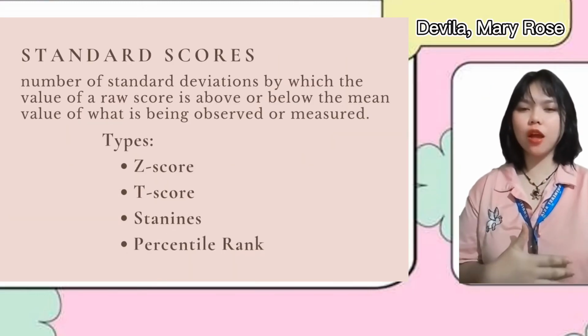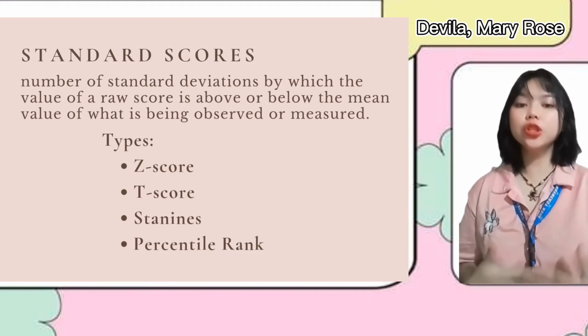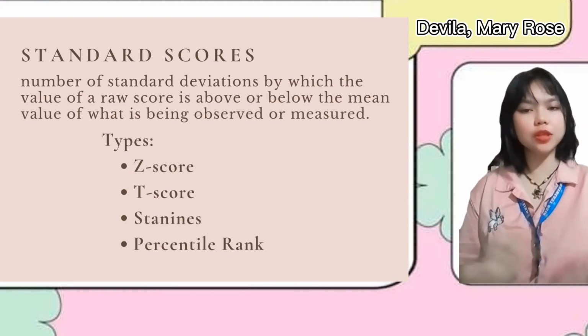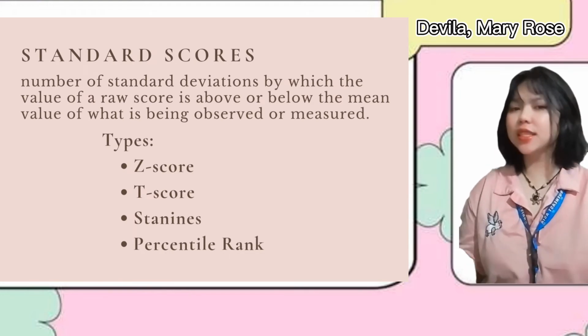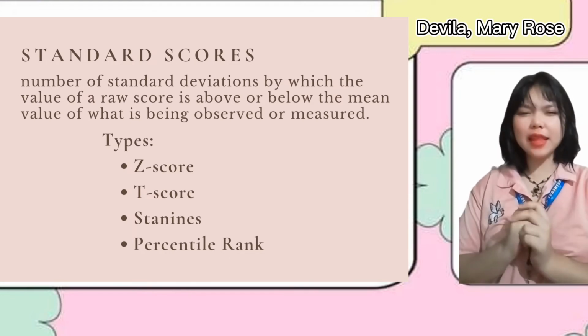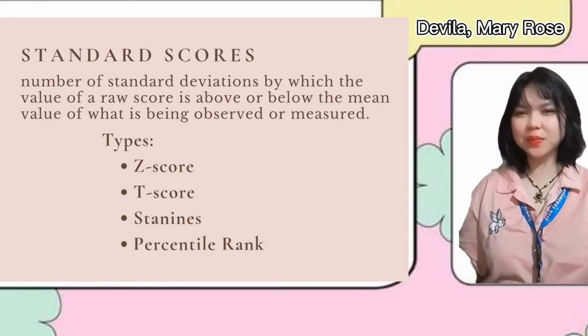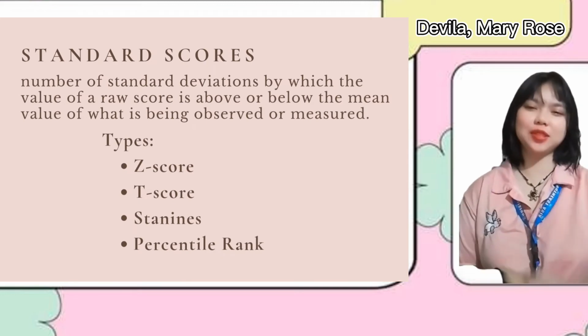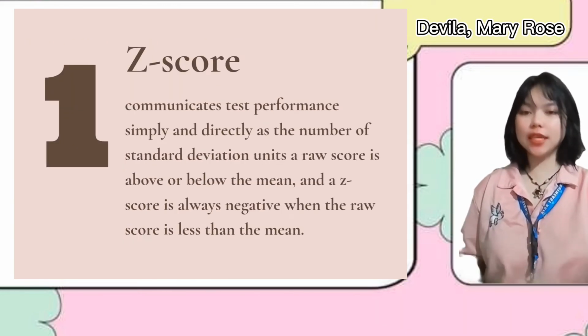Aside from the measures of central tendency and the measures of variability, another group of standard scores that may be used in assessment are the Z-score, T-score, stanines, and percentile rank. Now, if you do not have an idea what these things are, in this discussion we will get to know them. The simplest of the standard scores is the Z-score.